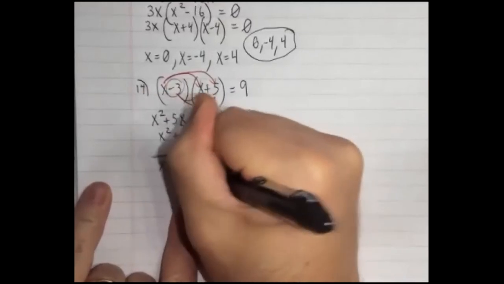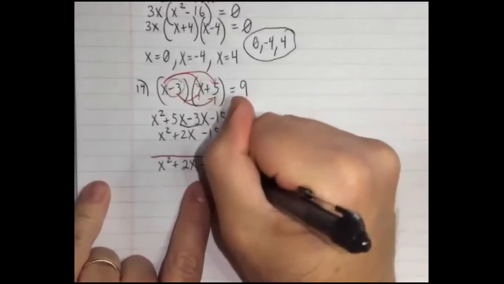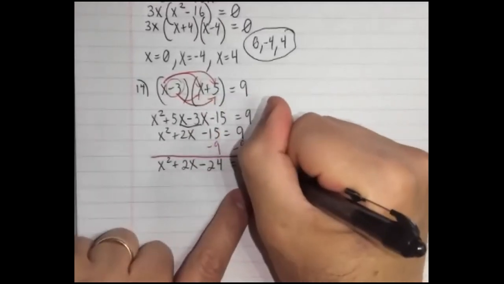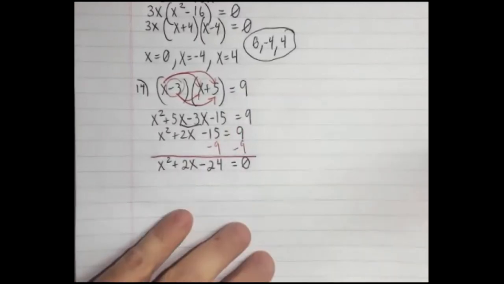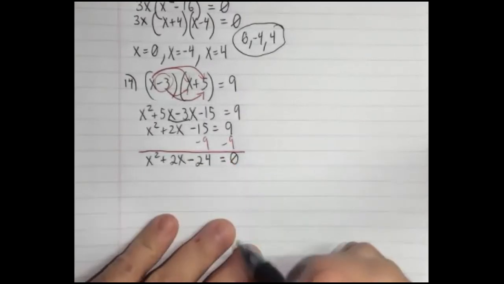I'm going to have x squared plus 2x, and this would give me negative 24 equals 0. Okay, so we have to distribute that out first, then move that 9 over.